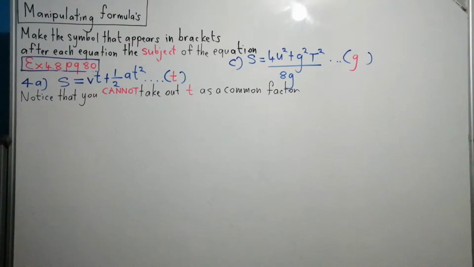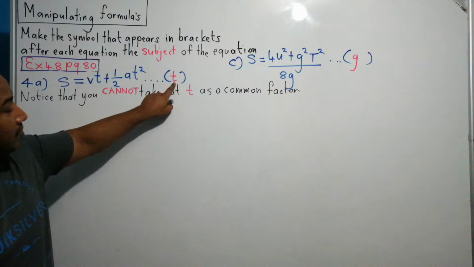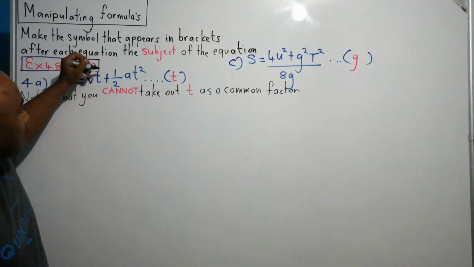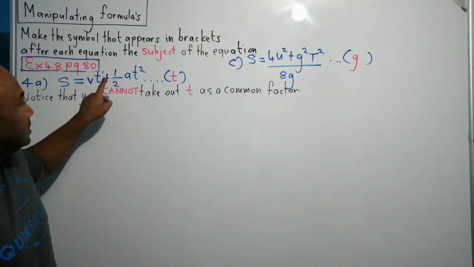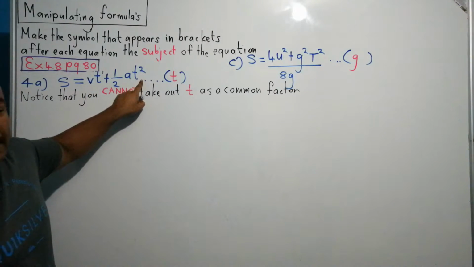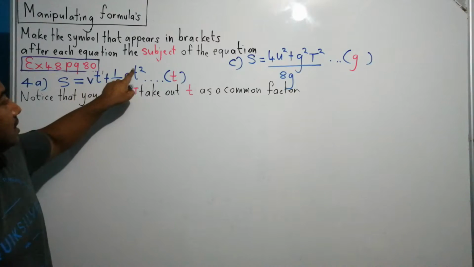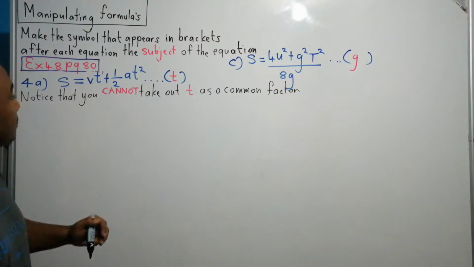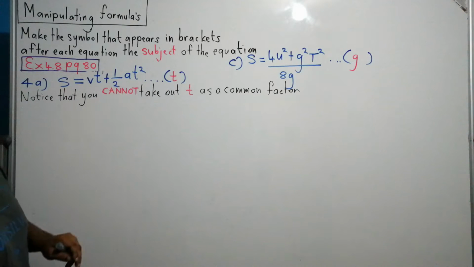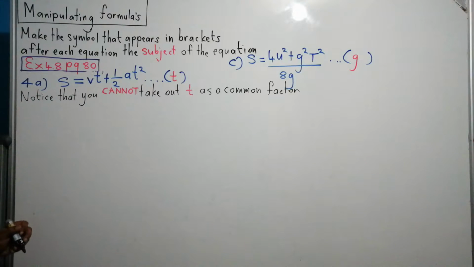But what do you notice now? You're looking for T. You have T to the power 1, and then you have T squared. T appears twice, but the powers are different. The highest power there is a square. So therefore, this is in the form of a quadratic.